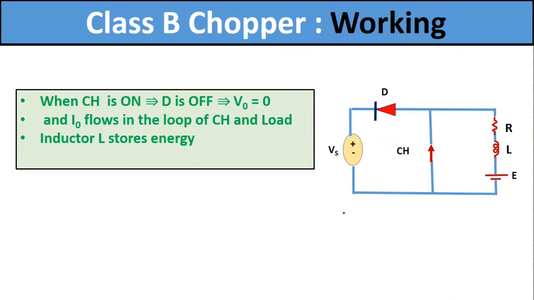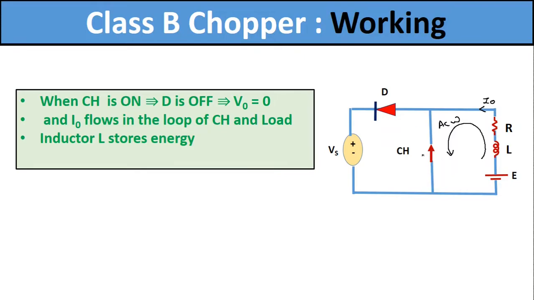Now we will see the working of Class B chopper. In the Class B chopper, when this chopper switch which is connected across the load is on, that means it will act as short circuit. When it will act as short circuit, then a current starts flowing in this loop consisting of load and this chopper switch in the anti-clockwise direction. So the load current will flow in this direction when the chopper switch is on.